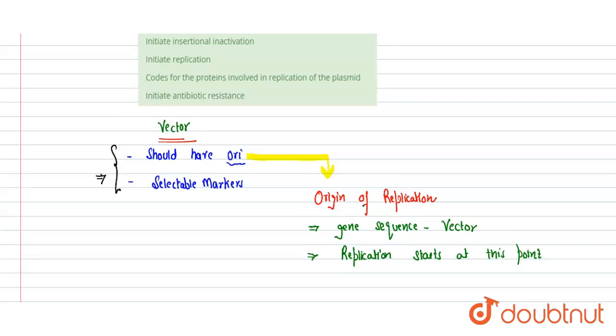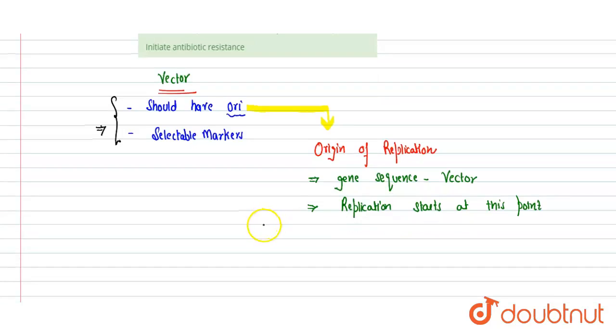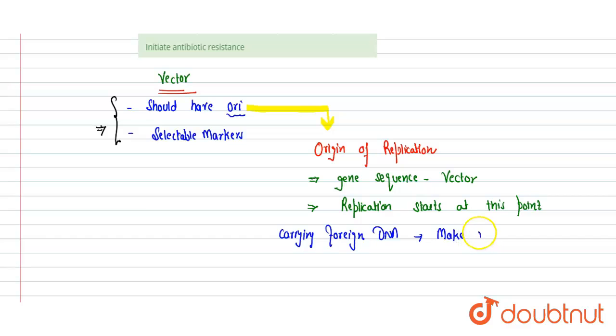Now what is the purpose of having the ORI? As we all know, a vector is carrying the foreign DNA. So if the vector carrying the foreign DNA has the ORI, it means it will replicate, and it will also make multiple copies of that DNA along with its replication. Multiple copies. Then when multiple copies of the transgene are made, it will be very easy to transform into the host cell.